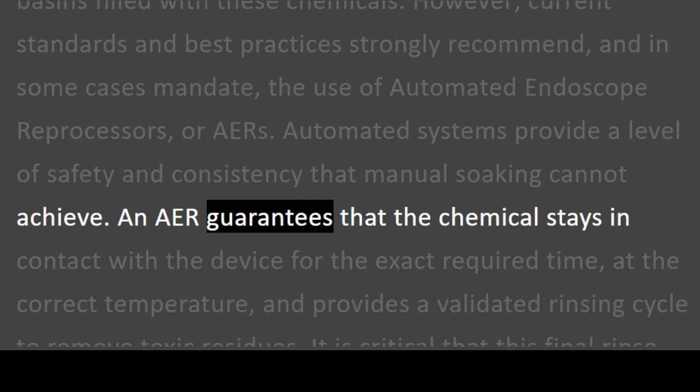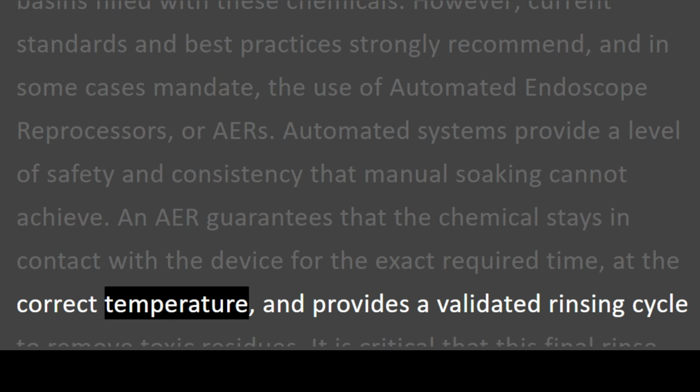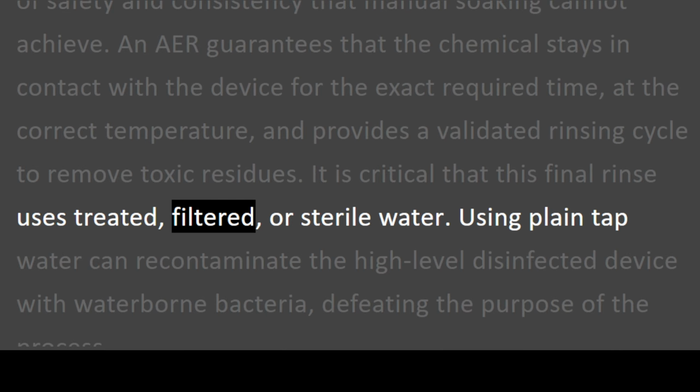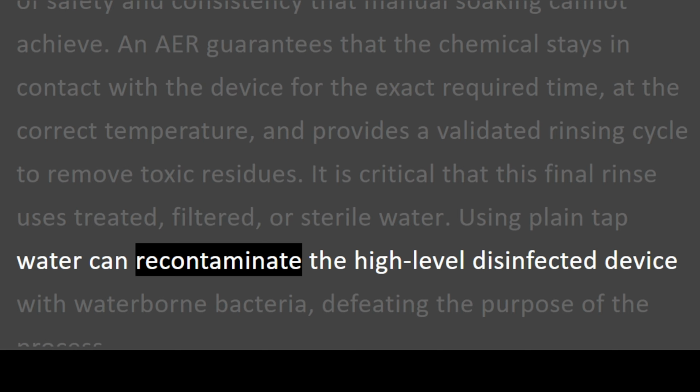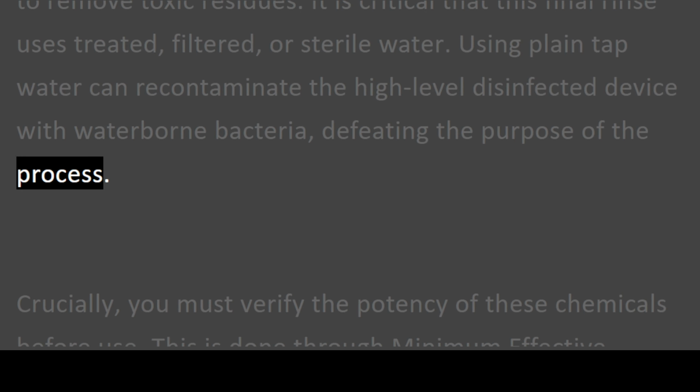An AER guarantees that the chemical stays in contact with the device for the exact required time, at the correct temperature, and provides a validated rinsing cycle to remove toxic residues. It is critical that this final rinse uses treated, filtered, or sterile water. Using plain tap water can recontaminate the high-level disinfected device with waterborne bacteria, defeating the purpose of the process.